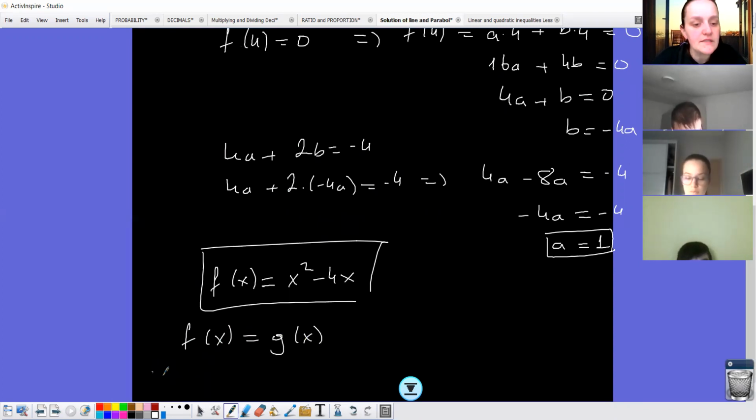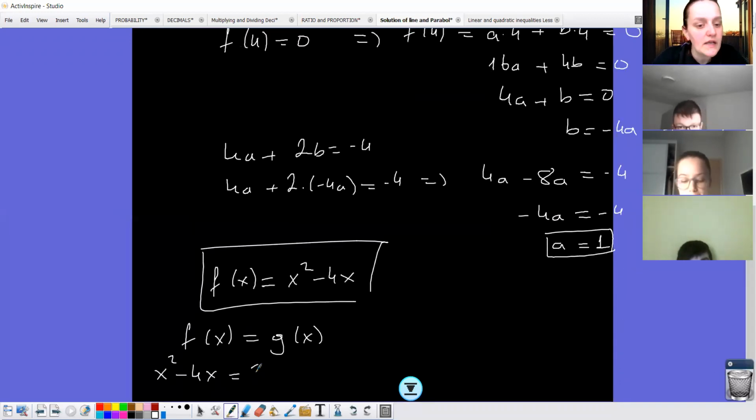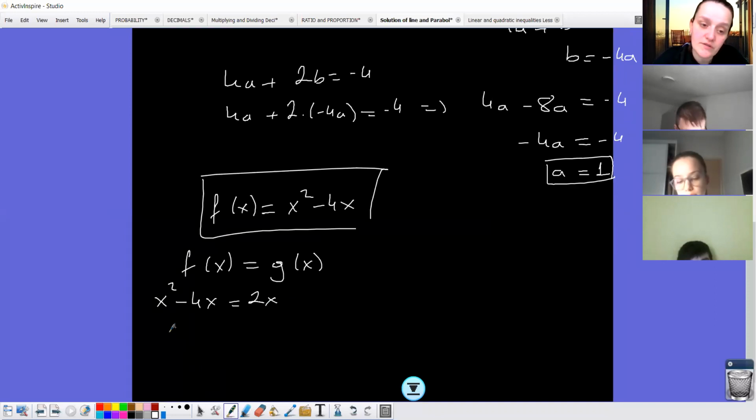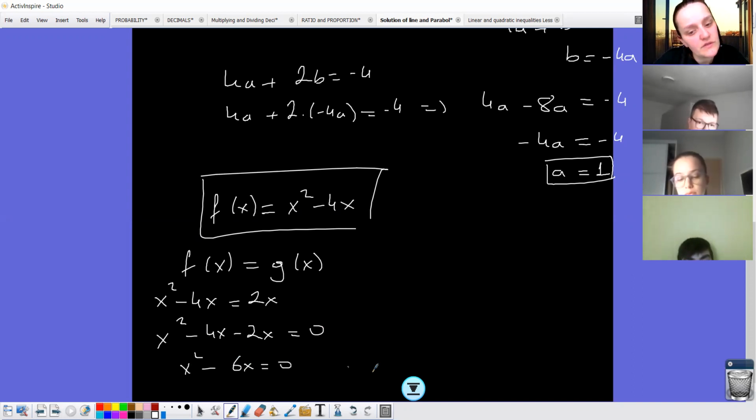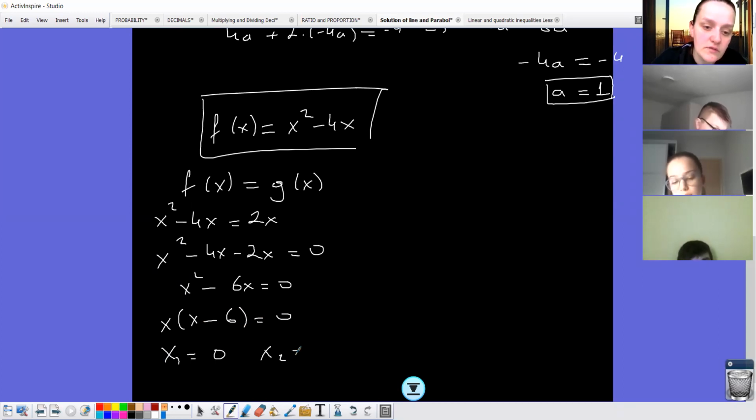Now we know f of x, x squared minus 4x, is equal to g of x, which is given as 2x. I will take 2x to the other side. x squared minus 4x minus 2x is equal to 0. x squared minus 6x is equal to 0. So from here you will find x times (x minus 6) is equal to 0, so x1 is equal to 0, x2 is equal to 6.